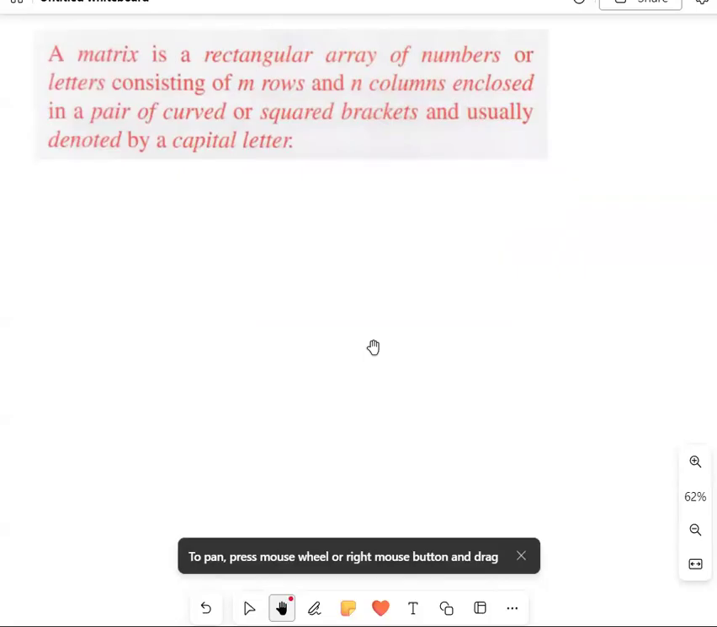So a simple definition of what a matrix is. It's an array of numbers. It can be letters too, right? N rows and M columns. And usually you see them enclosed in curved or square brackets, right? And you might very well have a capital letter to denote the matrix. Let me give you a little example.